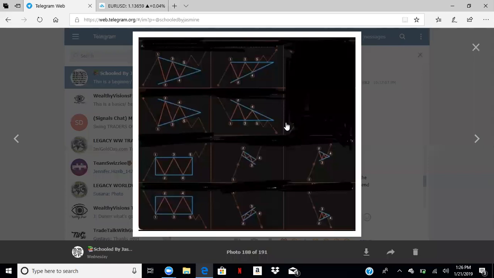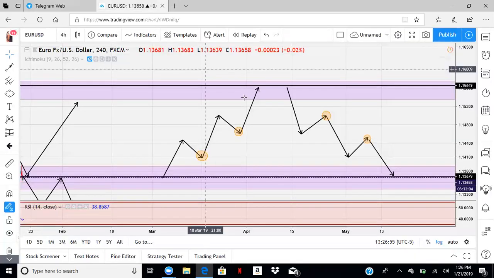So these are the patterns that I trade, and I'm going to go through the actual chart and point them out for you guys on the actual chart, so you know what it looks like with the candles rather than just me drawing it, because we all know that they don't look this pretty.